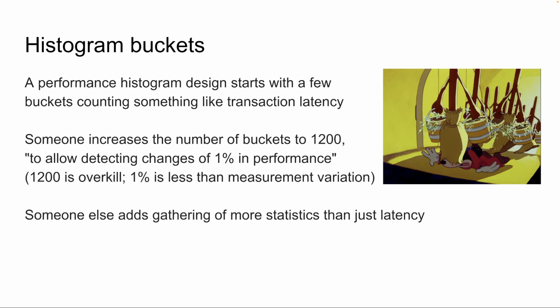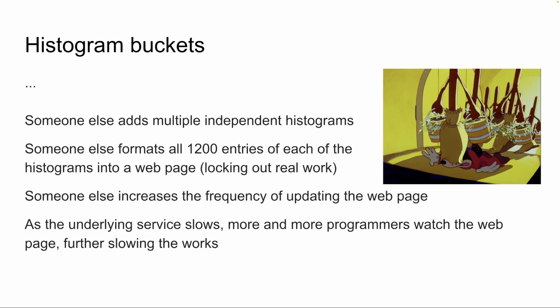And then someone else adds gathering more statistics than just latency. Someone else adds multiple independent histograms. Someone else takes each of those and formats all 1,200 entries into web pages. Someone else increases the frequency of updating the web pages, from 10 seconds to 2 seconds. And of course, everything you do here that changes the observation tool also slows down the underlying service, and it gets out of hand a bit. And because the service is slow, more and more people start watching the web page and refreshing it. And all that does is it further slows down everything.